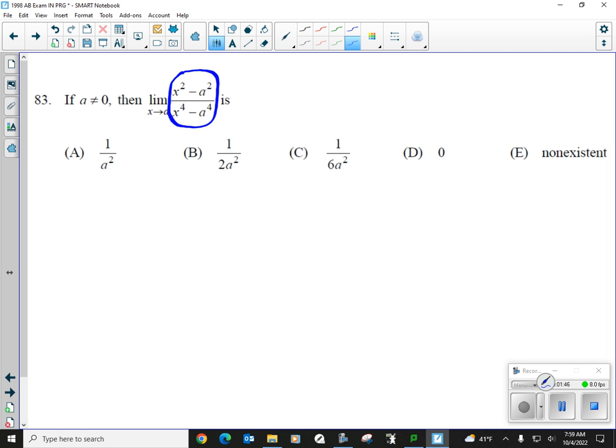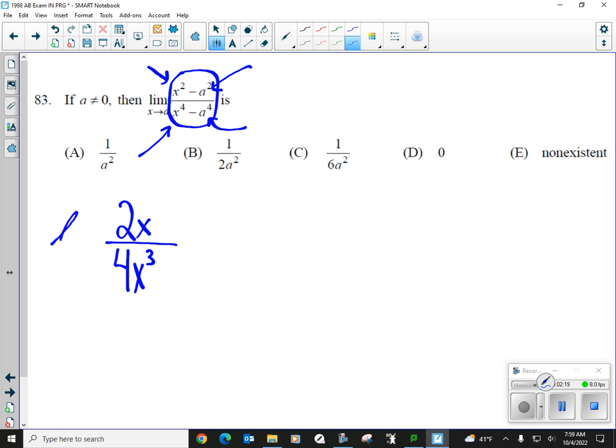The top, the derivative of the first term is 2x. This term is a constant. A is a constant, and the derivative of a constant is 0, so it goes away. So, the derivative of the bottom. Derivative of x to the fourth is 4x cubed. The derivative of a to the fourth, again, a is a constant and it goes away. All right, so this is what I have.